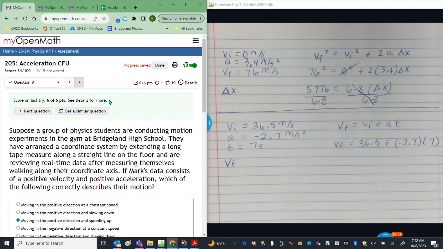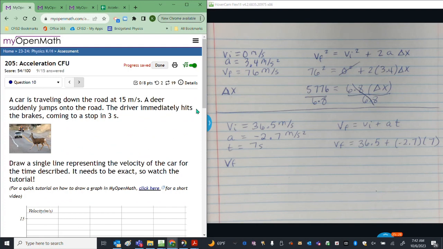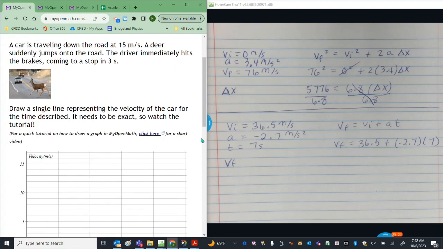Number 10. A car is traveling down the road at 15 meters per second. A deer suddenly jumps onto the road. The driver immediately hits the brakes, coming to a stop in 3 seconds. Draw a single line representing the velocity of the car for the time described. It needs to be exact.